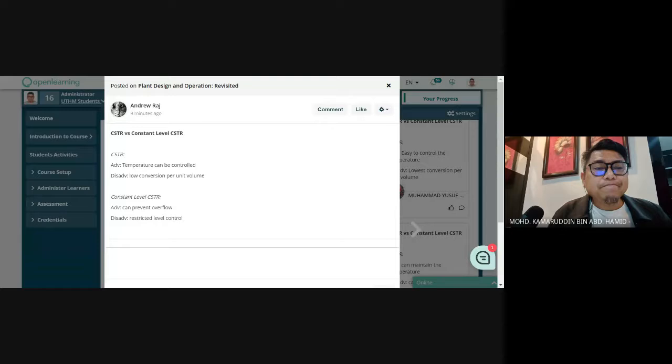Okay, for information, both kinds of this CSTR, basically you can control the temperature, because it has nothing to do with the level. Both you can use to control temperature, no problem. Able to control temperature, it's the same. Low conversion, temperature, overflow can be avoided. Restricted level control.